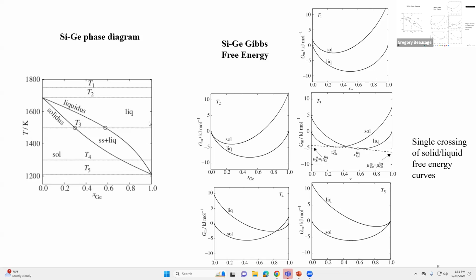Basically, you can work this out for any phase diagram. You can do this kind of thing, and you can have more than two phases.